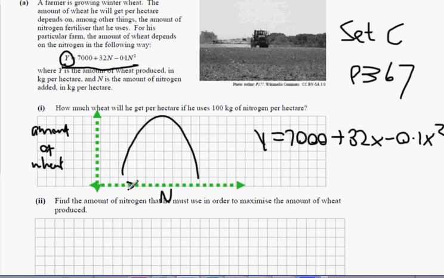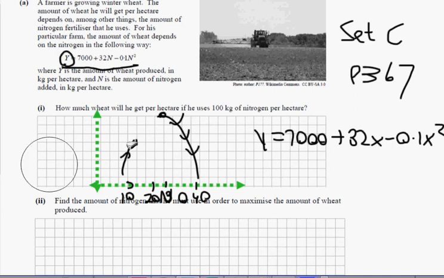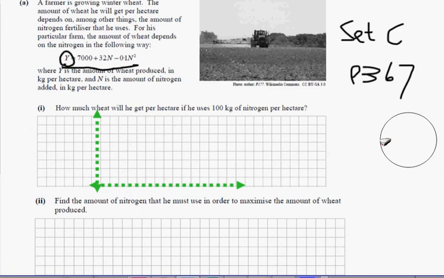So basically, as I use more and more nitrogen, what happens? At the start it goes up, up, up, reaches a maximum point in which the nitrogen gives you the most wheat. Then if I add in any more nitrogen, I actually get less wheat. That's what we're looking to do. Okay? So, that's the full equation explained.